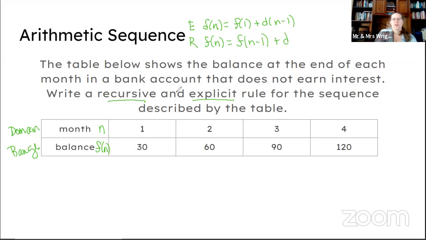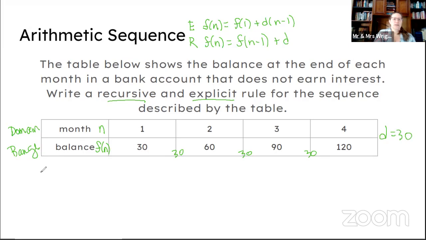Okay, so both of these equations have a d. We need to figure out what the difference is in the range, between the terms. So between 30 and 60, we have a difference of 30. Between 60 and 90, there's a difference of 30, and 90 and 120. They all have a common difference of 30. So our d is going to equal 30.